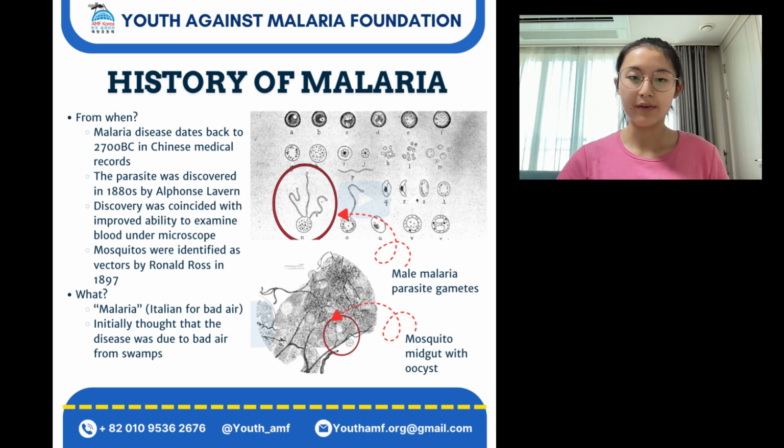Now, the term malaria means bad air, and it is Italian. Initially, this was because it was thought that the disease happened due to bad air from swamps, essentially from equatorial or hot regions.